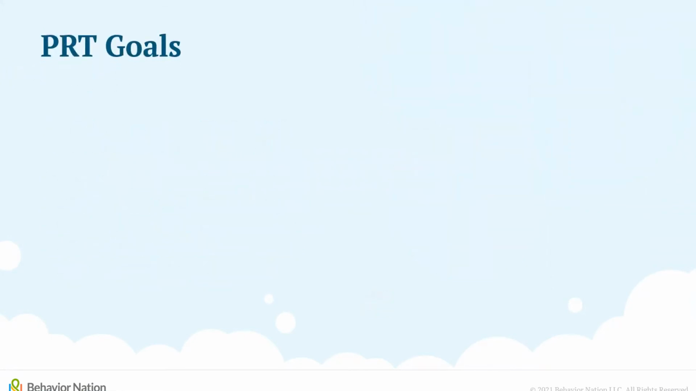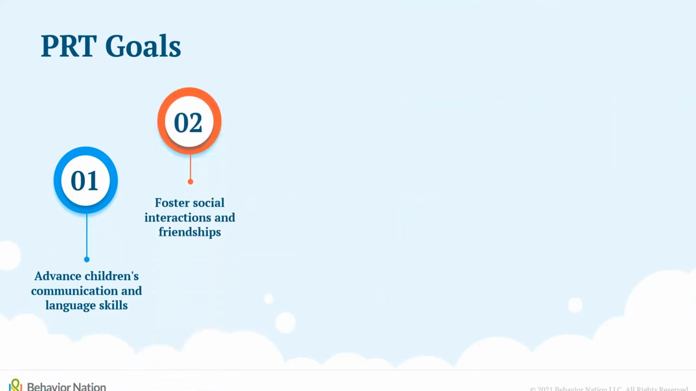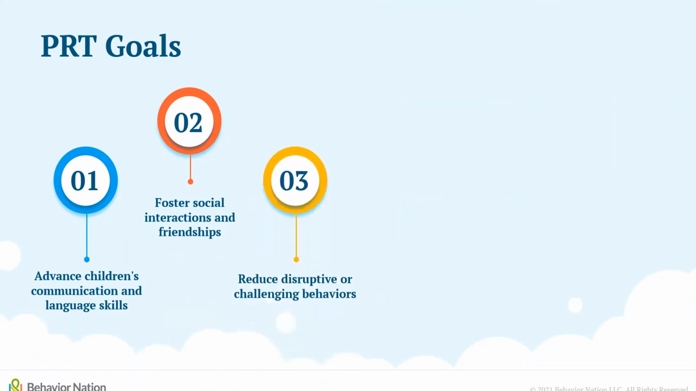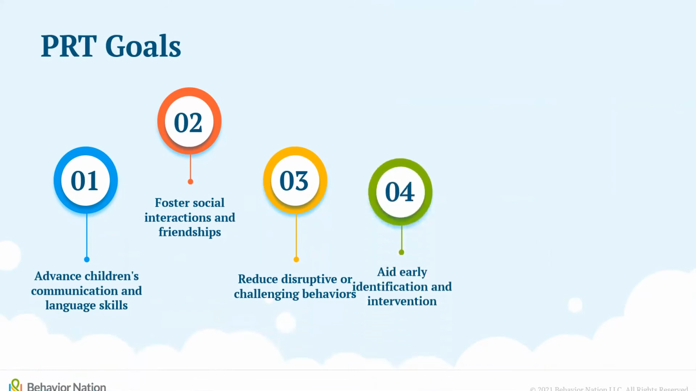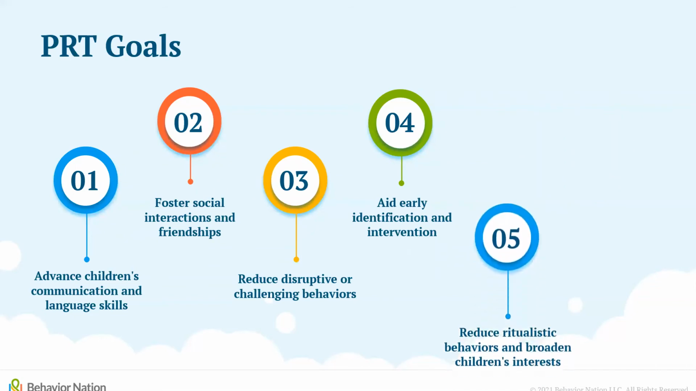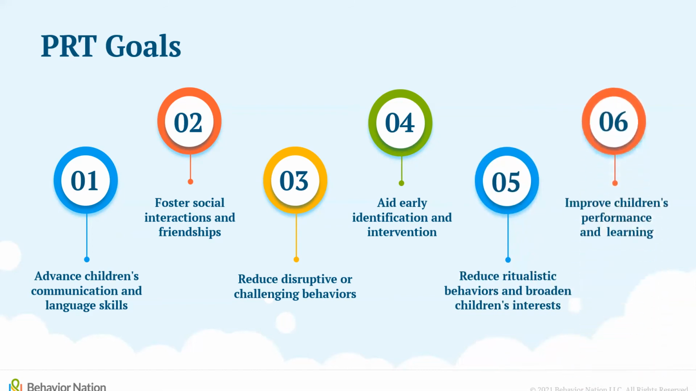All right, let's talk about the goals of PRT. The first goal would be to advance your child's communication and language skills. Next, we want to help foster social interactions and friendships. We also want to reduce disruptive or challenging behaviors. Further, it can help early intervention. We also want to reduce ritualistic or repetitive behaviors and help broaden the kiddo's interests. Finally, it can improve your child's performance and learning.